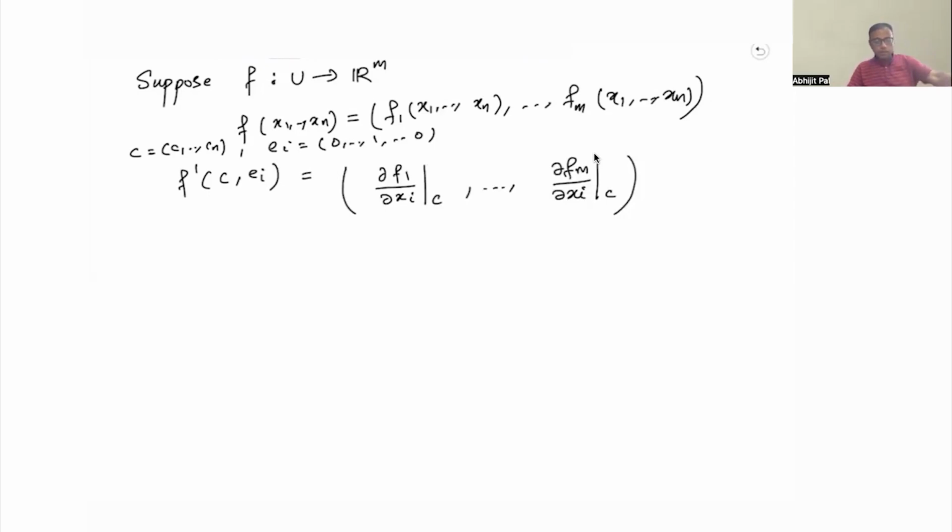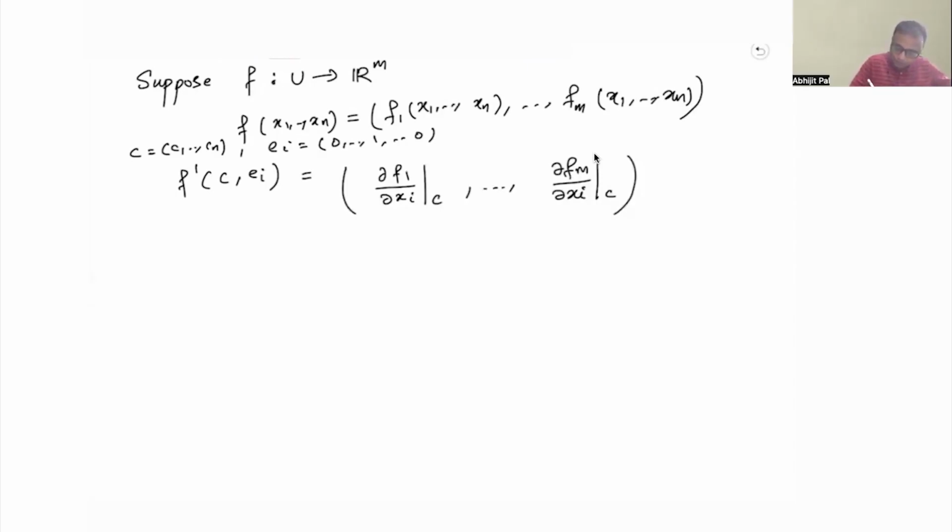Okay. So now we have defined directional derivatives. Now suppose all the directional derivatives exist. Then whether the function is continuous or not? In real analysis, we have learned that if a function is differentiable, then it is continuous.